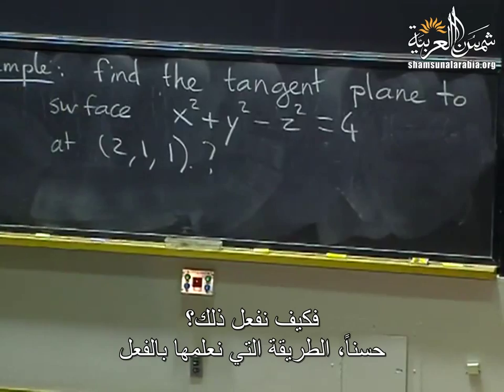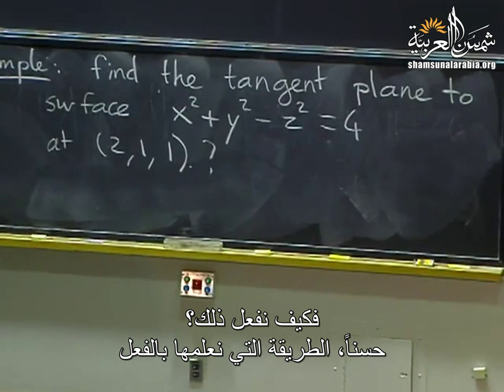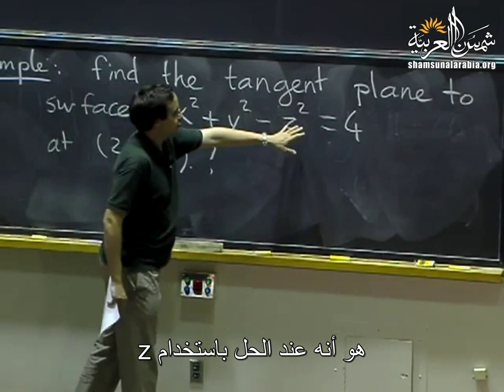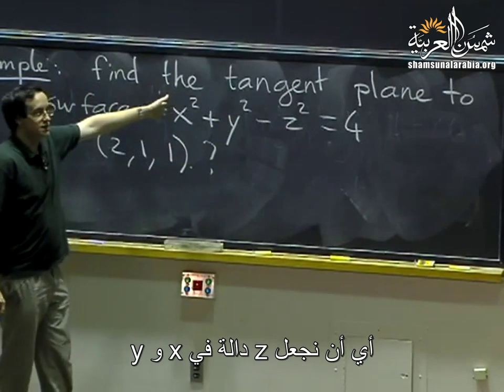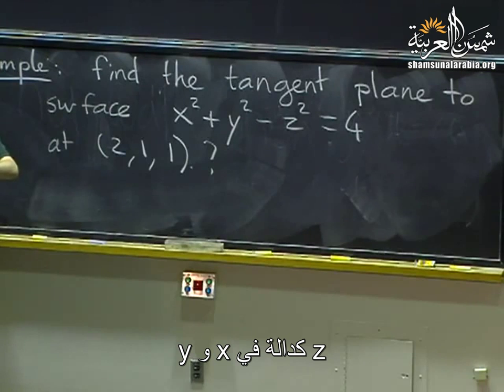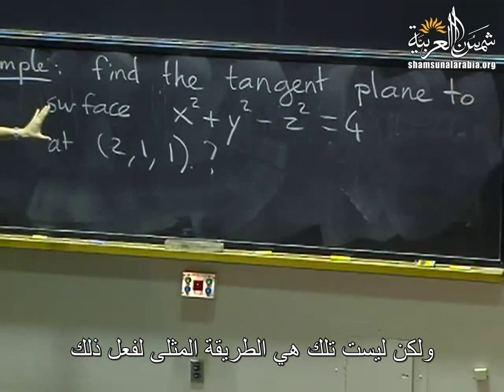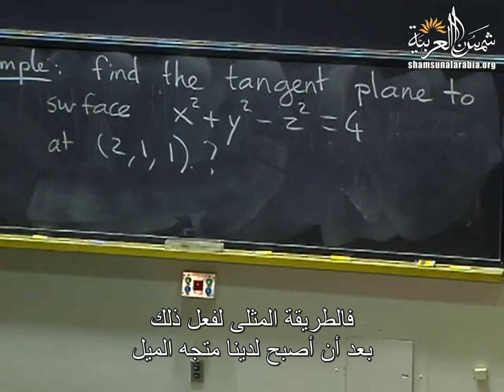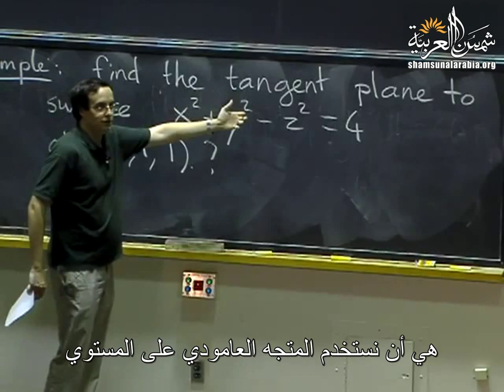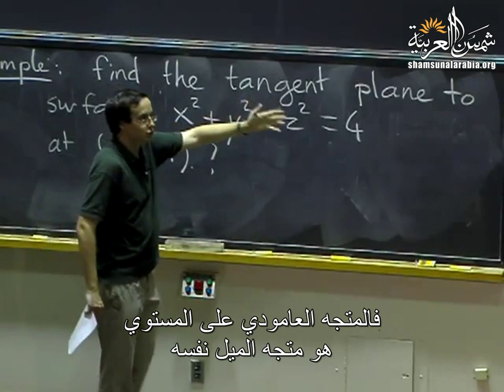So how do we do that? Well, one way that we already know: if we solve this for z, so we can write z equals a function of x and y, then we know the tangent plane approximation for the graph of a function. But that doesn't look like it's the best way to do it. The best way, now that we have the gradient vector, is to directly say, we know the normal vector to this plane. The normal vector will just be the gradient.